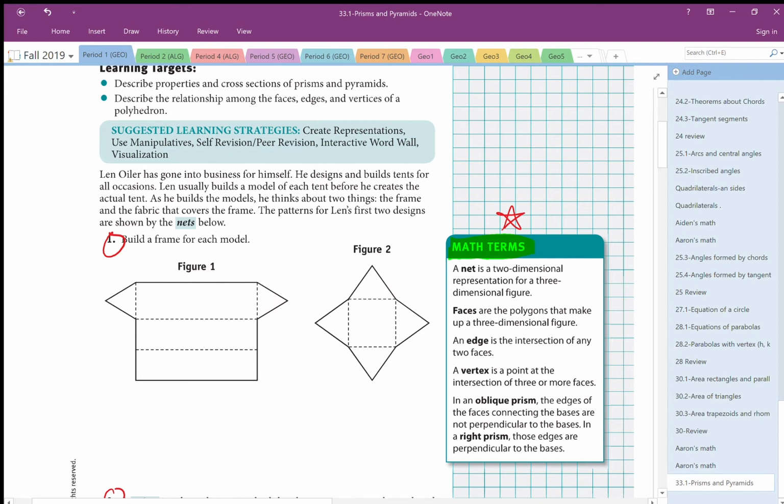So figure 1 has 2 bases that are triangles, and then it has 3 faces or 3 sides that are rectangles. So if I were to fold these up like that, so they would be standing up straight, and then fold these sides together, can you imagine with me what the shape would look like? It would look like this. Here's the first triangle. Here's the second triangle standing up straight.